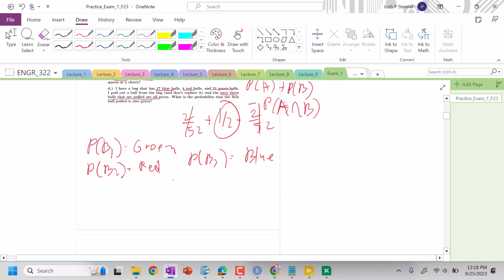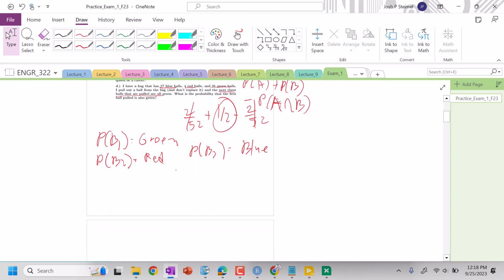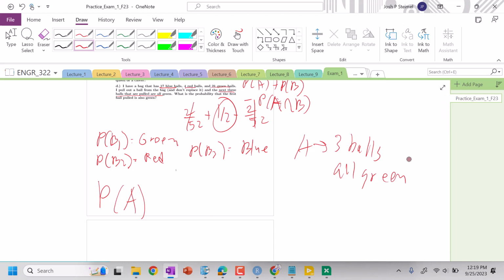So it would be advantageous to use Bayes' theorem here. I'm going to look at the probability, and we're given, with replacement, event A, which is that we pull 3 balls that are all green. So that is our given information in this problem statement.